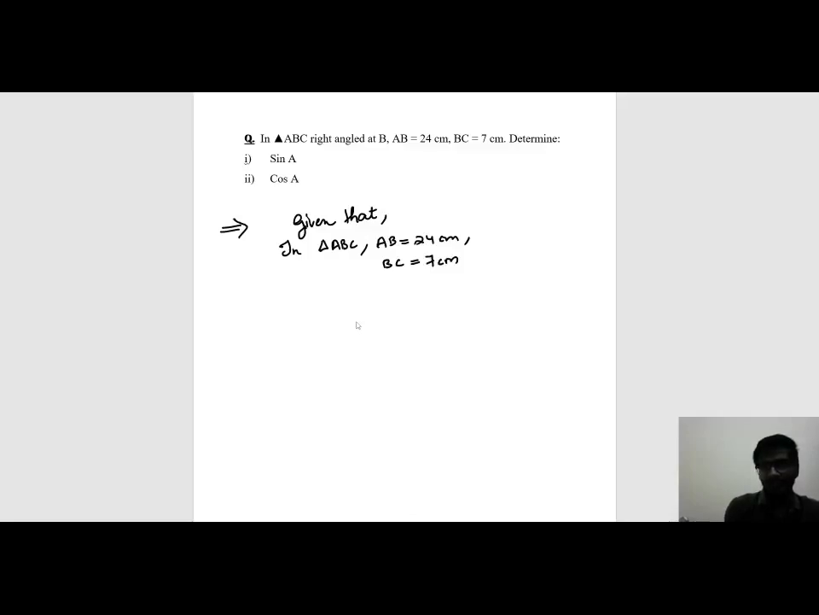So let's draw a triangle of such name. Okay, let's say this is A, this is B, this is C. What they're asking? They're asking to determine sin A and cos A, right? So whatever they're asking to determine, since they're asking for A, we have to draw an angle here. Okay. Now let's see what they have given. They have given AB is equal to 24 centimeters. So this is 24 and this is 7.